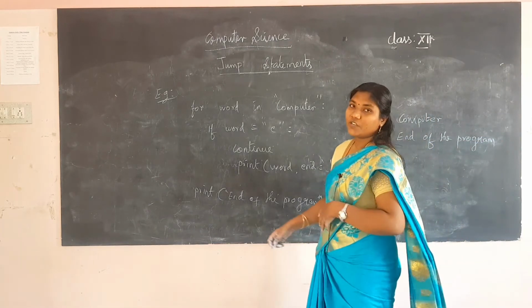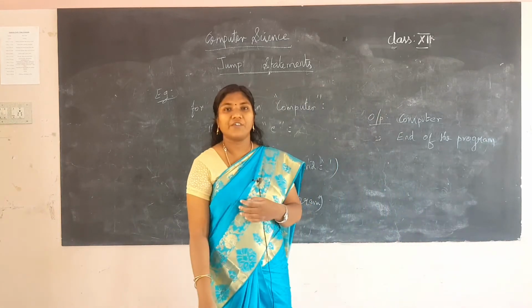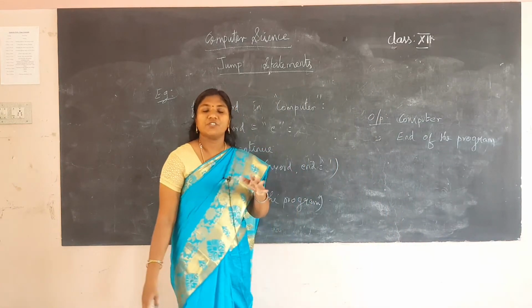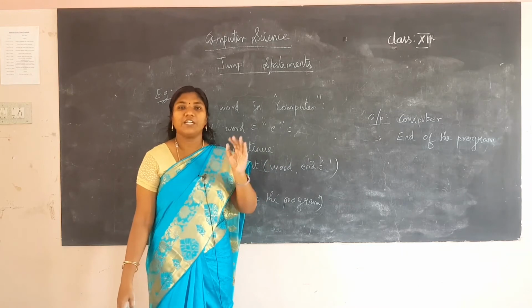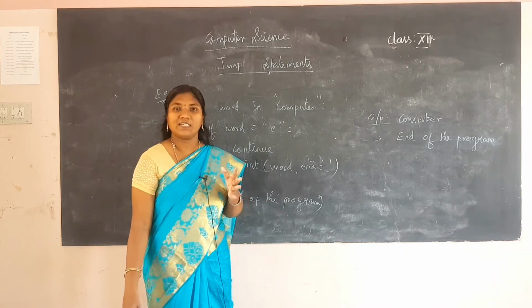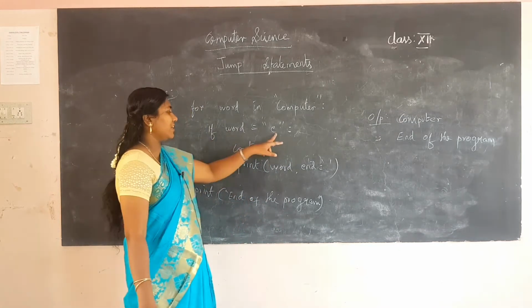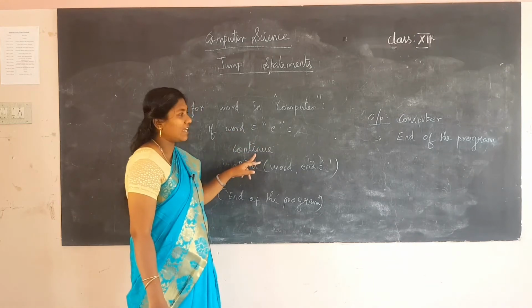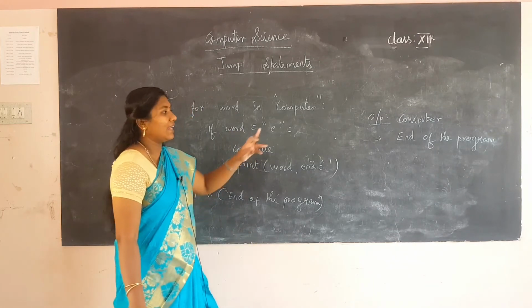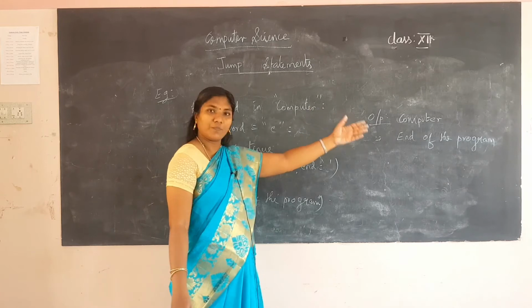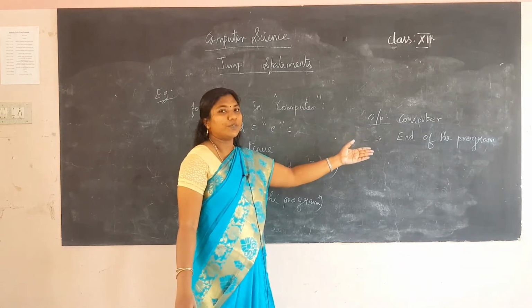So clear? In the continue statement, if you are giving the word continue, the execution will not be stopped, the execution will continue its process. So that is the difference. For if word is equal to E, I have given the word continue, so the execution will be continued, and the word E and R will also be printed. Therefore we are getting the output as computer.